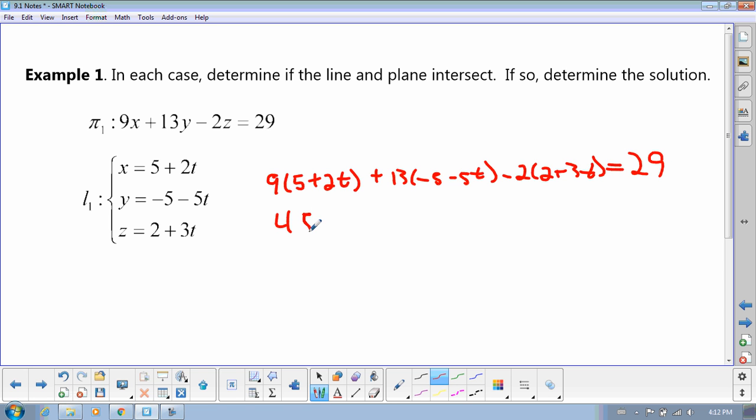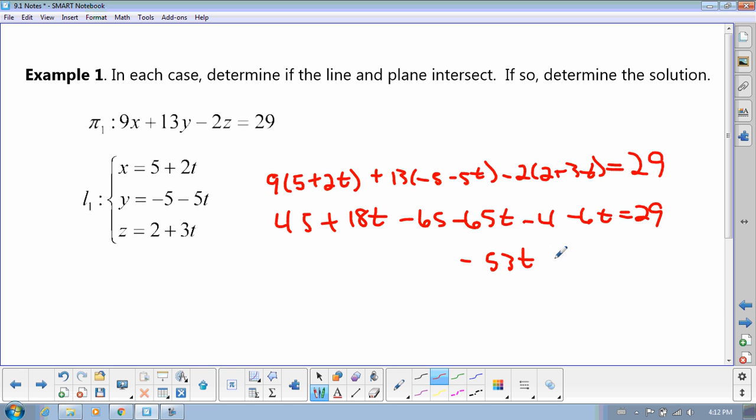Now I'm going to expand. So we have 45 plus 18t minus 65 minus 65t minus 4 minus 6t equals 29. So I'm going to collect all my like terms and I get negative 53t minus 24 equals 29. Negative 53t equals 53. So that means t equals negative 1. So at that particular parameter, if we have t equal to negative 1, we have a point of intersection.